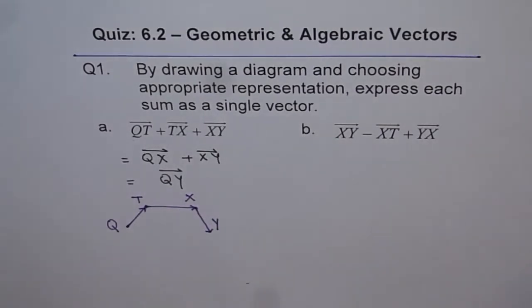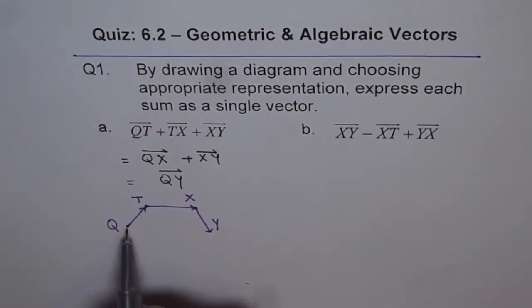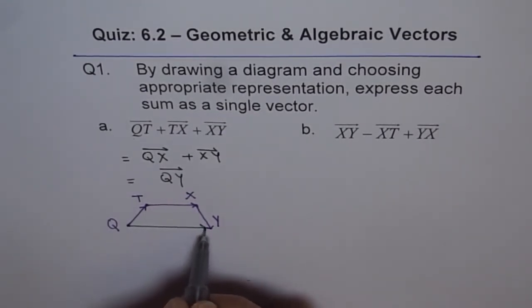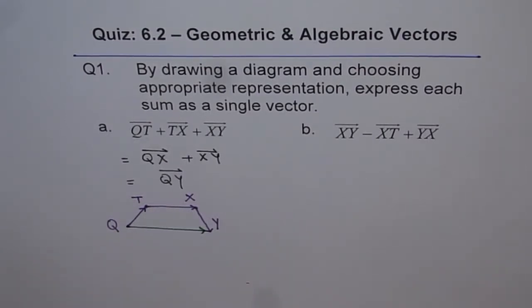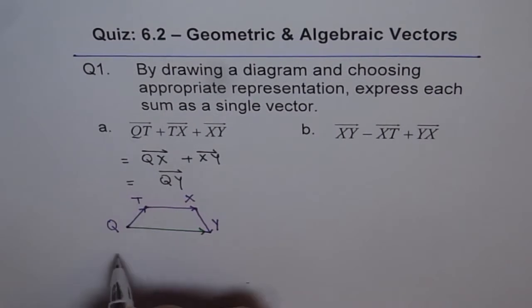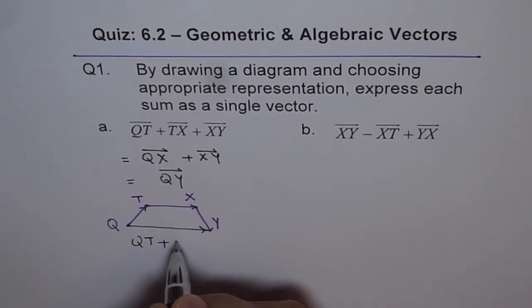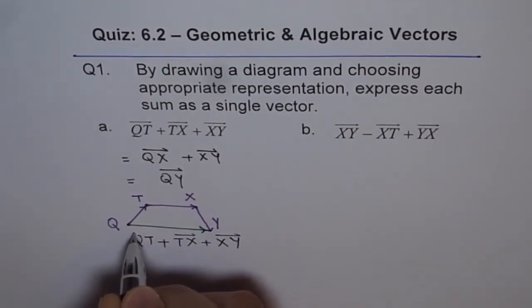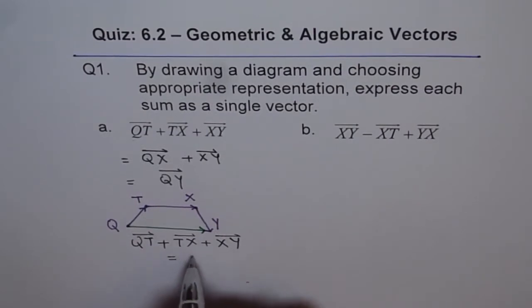So what is the resultant? Resultant is always from starting to end. So from starting point Q, the end is Y, QY. So that is our answer. And this is a kind of sketch which helps you to understand what the result is going to be, right? So that is exactly the answer we are looking for. And therefore, we can write our answer as QT plus TX plus XY, all these are vectors, is equal to QY. Do you get it? So that is how we do it.